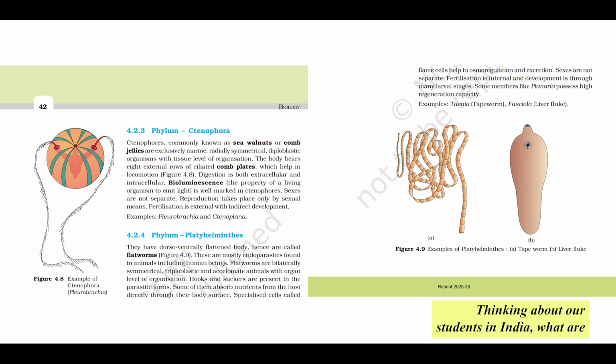Thinking about our students in India, what are some real-world implications or health concerns related to these parasites? Parasitic infections can still be a public health challenge there, right? That's a vital connection to make, absolutely. In India, parasitic flatworm infections like taeniasis, caused by Taenia species, and fascioliasis, caused by Fasciola, do pose significant public health concerns, particularly in areas with perhaps inadequate sanitation or specific dietary practices involving undercooked meat or contaminated water plants.